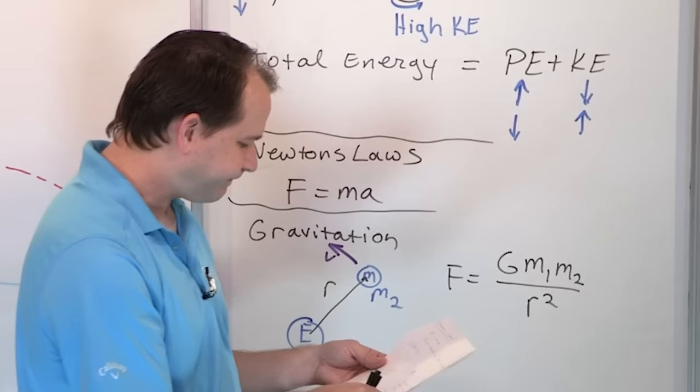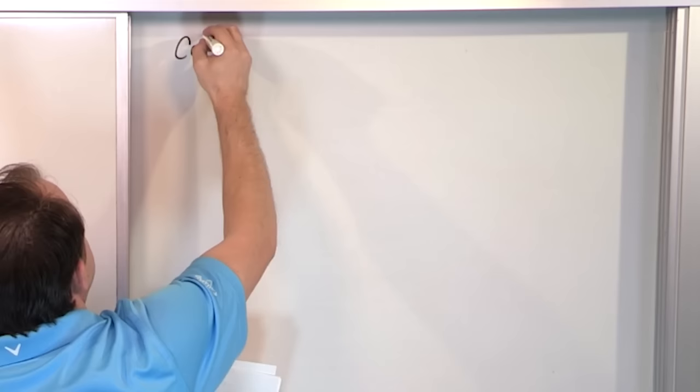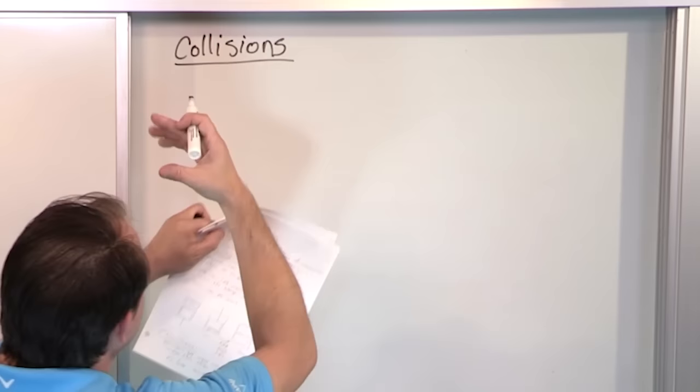Okay? So now we talked about gravitation, right? Newton's law of gravity. And then, after we talk about gravity, we talk about collisions. Collisions in physics. And what do I mean by a collision? I'm saying, what happens when you smash two things into each other?